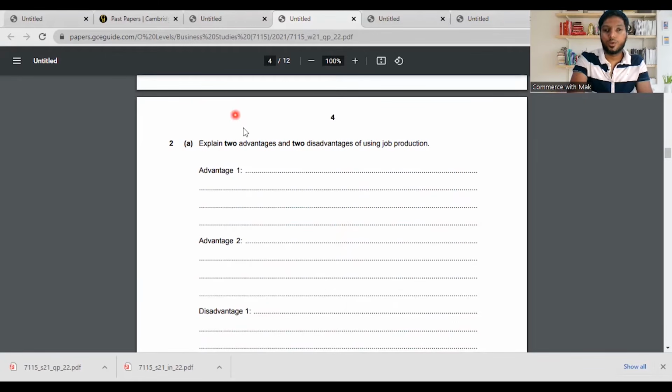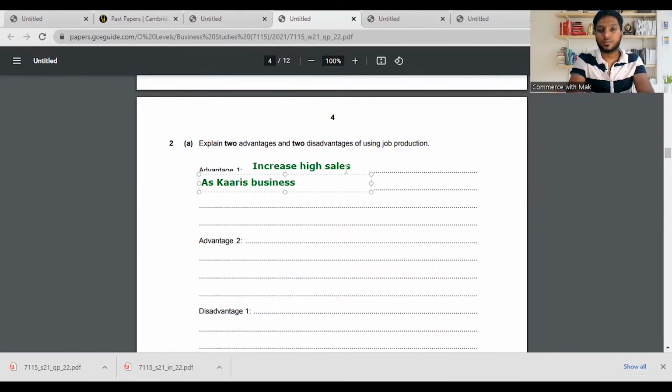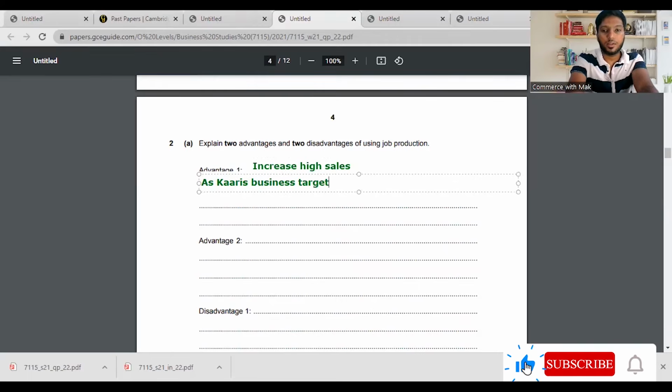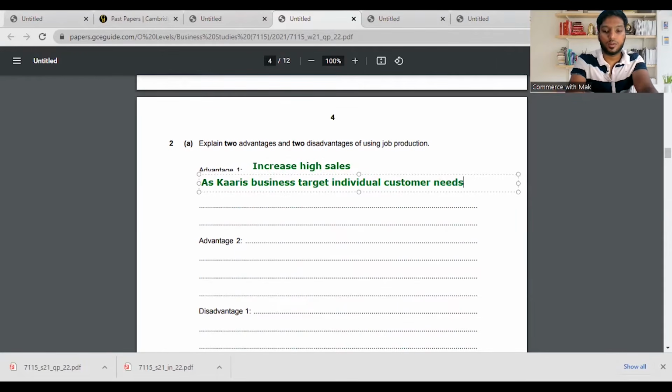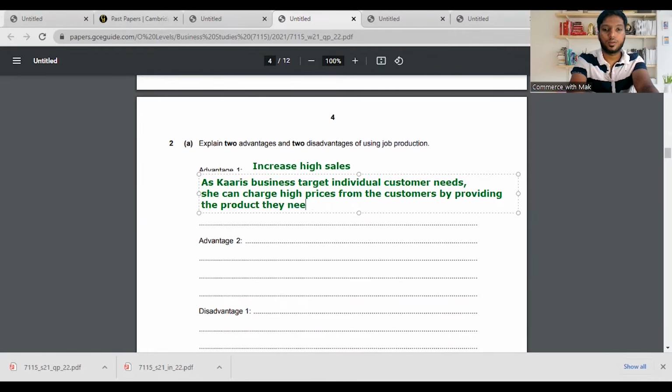So for advantage number 1, you can write here, increase high sales, as Kari's business targets individual customer needs, she can charge high prices from the customers by providing the product they need. So this is one of the best advantages when it comes to job production.